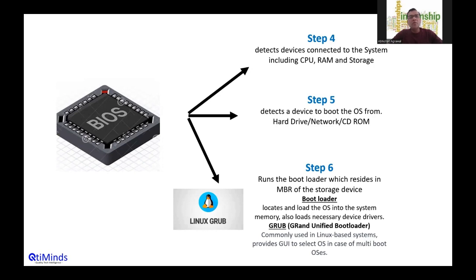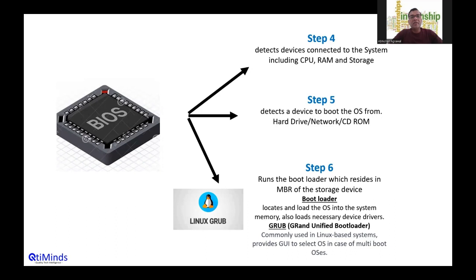But how does BIOS know where the bootloader is situated? Because BIOS has to knock on the door of the assistant to tell him, go ahead now, wake up and do this job for me. So typically, the bootloader is stored in the storage device, which is part of the system, at a particular location called the MBR, Master Boot Record. MBR stands for Master Boot Record. So the bootloader resides there.